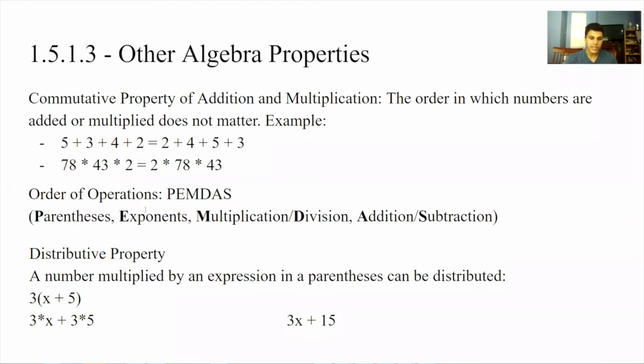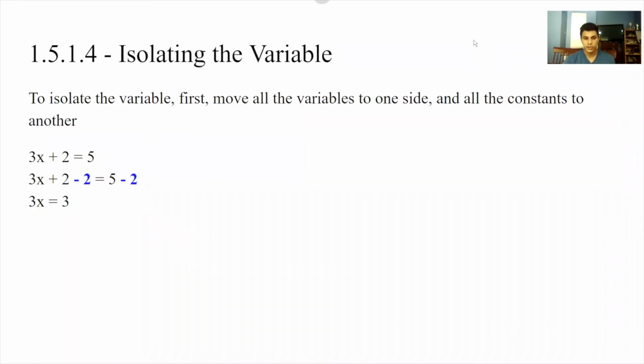And then it would be the same thing if I had an equation like this, whereas 3 times x minus 5. If I were to distribute this, it would have to become 3 times x minus 3 times 5, because I was originally subtracting 5 from x, so I need to keep whatever operation I have in the middle of these two terms. So finally, isolating the variable.